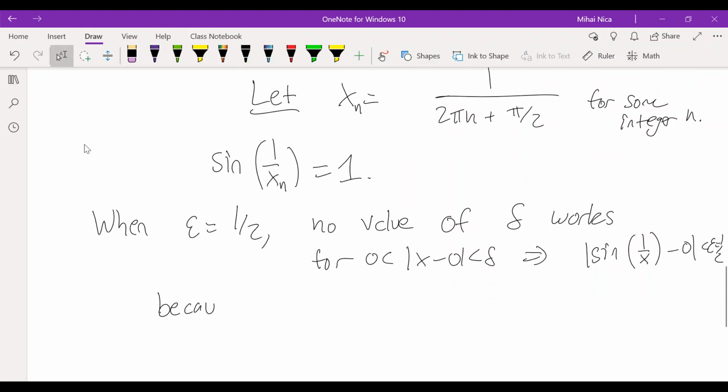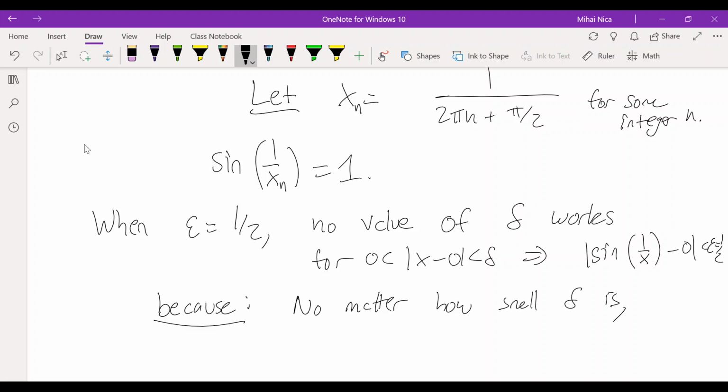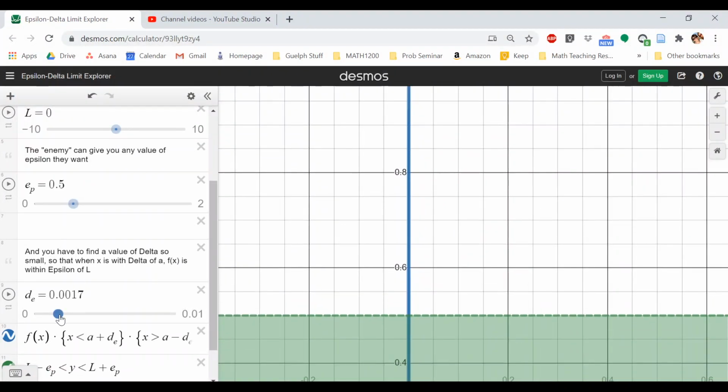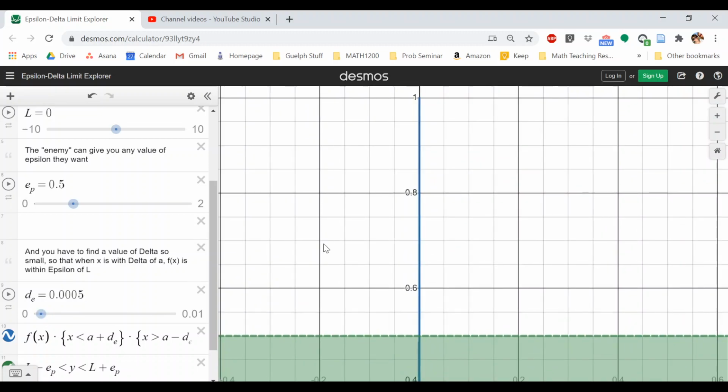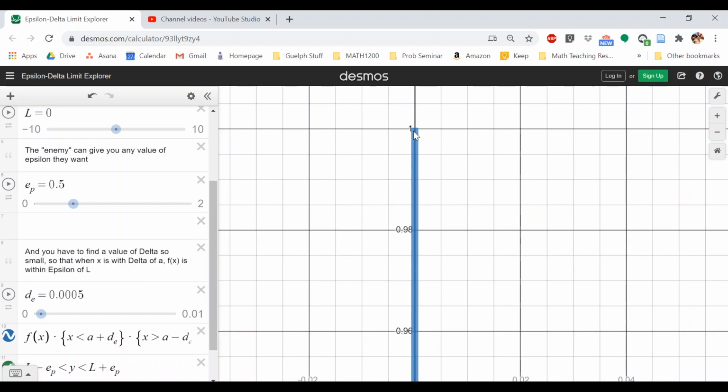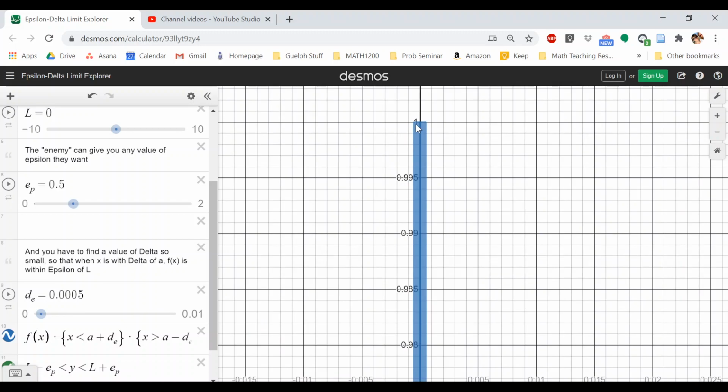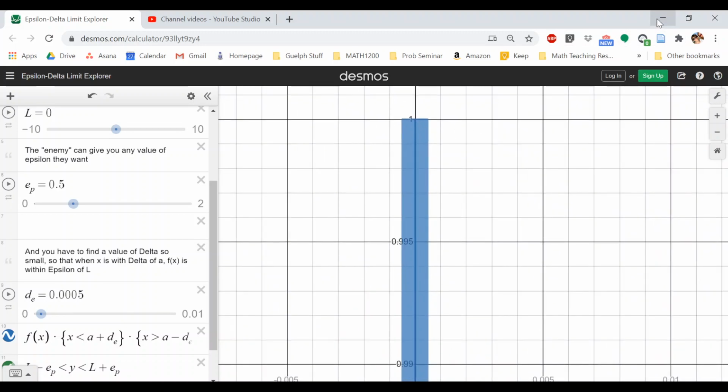because no matter how small delta is, find an xn such that |xn minus 0| is less than delta. So no matter how small of a delta somebody gives you, and we can see this on the Explorer, there's always some of the xn's over here. So even with delta equals 0.005, there are values of xn in this region where the value of the function is equal to 1.